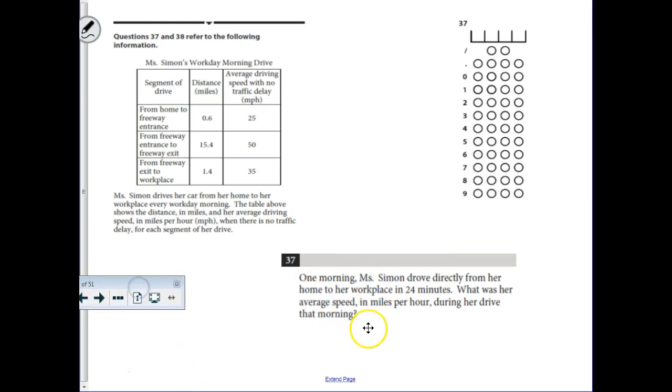Fascinating stuff. It says, one morning, Miss Simon drove directly from her home to her workplace in 24 minutes. What was her average speed in miles per hour that morning? So if you were running out of time, at least you kind of know, by common sense, a way to guess about an average driving speed, but there's quite a big range of answers here. So we do want to try to calculate this one if we had the time.